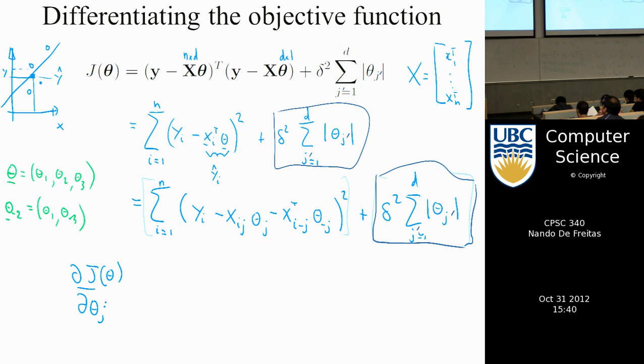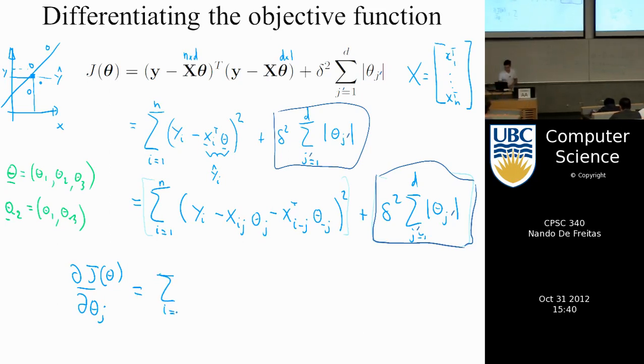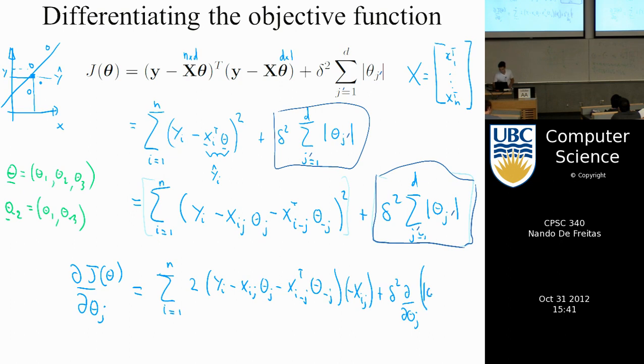All right, so let's compute the derivative with respect to theta j. And now you'll see why I separated this. Because if I compute the derivative, it's the sum from i equals 1 to n of 2 times (y_i minus x_ij theta_j minus x_i,-j transpose theta_-j) times the derivative with respect to theta j of the expression inside, which is minus x_ij, plus delta squared times the derivative with respect to theta j of the absolute value of theta 1 plus all the way up to theta d. I'm just rewriting it in that form. So I took the derivative of the first term. I did not take the derivative of the second term, but I just expanded it.